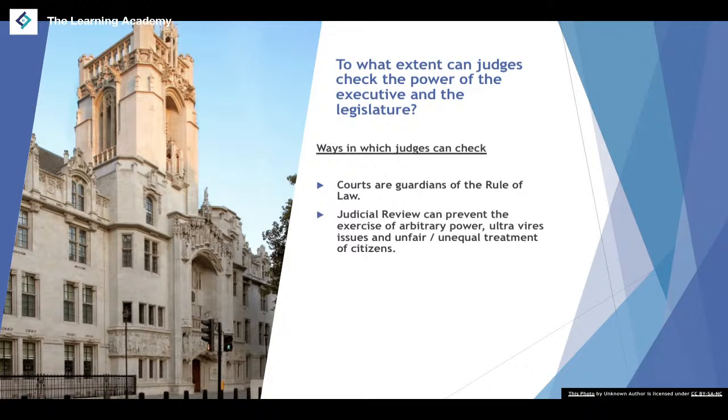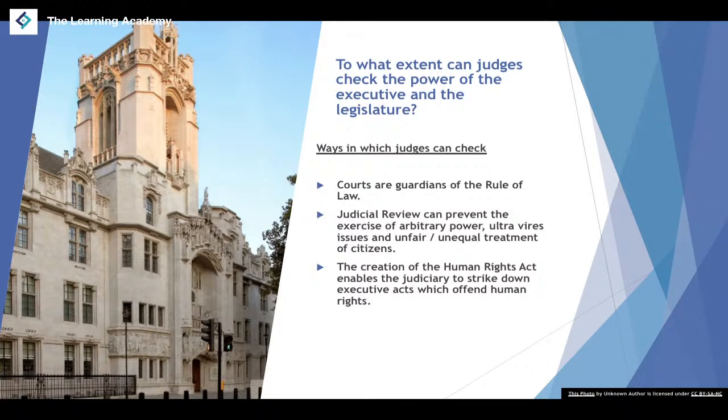However, we can tie this into the first point, because we can say that judicial review is a tool that can be used by judges, and has been used by judges, and is able to prevent any kind of arbitrary power, any kind of ultra vires decision, any kind of unfair and unequal treatment of citizens by the executive and the legislature. Those are ways in which we can check the executive and the legislature in that regard.